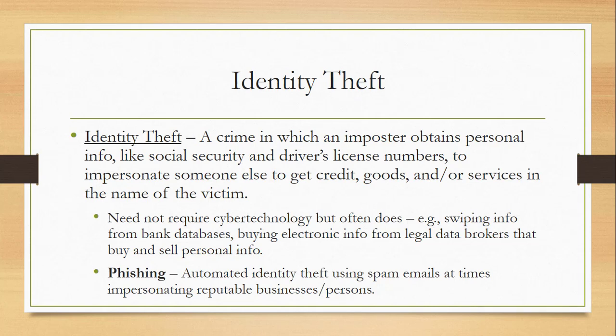First, we're going to start off talking about identity theft. And what is identity theft? It's a crime in which an imposter obtains personal information, such as social security numbers and driver's license numbers. It could be, for example, credit card numbers, to impersonate someone else to get a line of credit, or maybe open up a credit card in someone else's name, in your name, let's say, or to acquire goods, buy things, and or services. And this is all in the name of the victim.